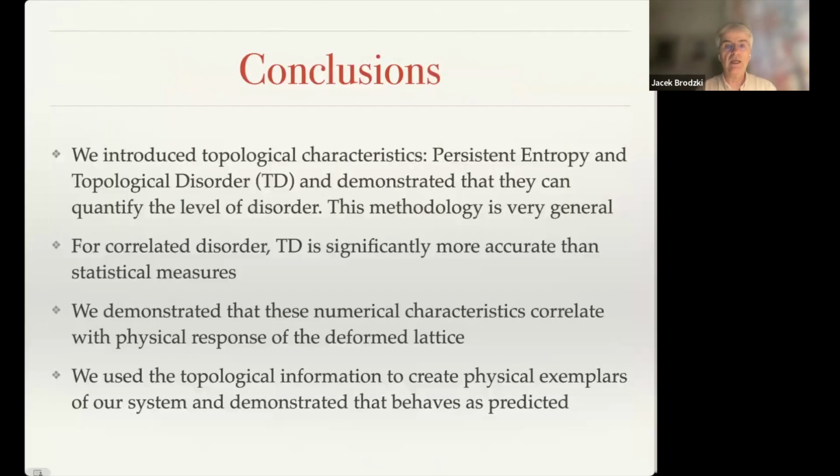So in other words, we have demonstrated that our characteristics, persistence, entropy, and topological disorder can quantify the level of disorder. The method is very general and will apply in a number of diverse systems. And we used this to create actual physical examples of the system, and we demonstrated that they behave as predicted. So that's exciting. I have one more short section to talk through, if you still have time. But for now, do you have any questions? I suggest to go on, and we still have some time, please.